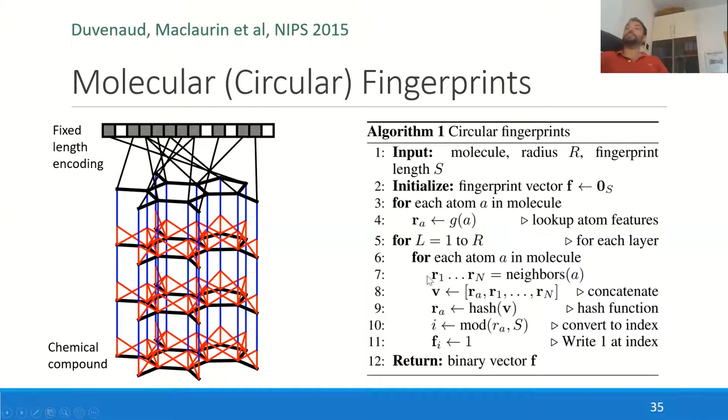Well, basically, you cycle through, in this pseudo code, you cycle through layers, okay? From layer one to layer R, and at each layer, for each atom in a molecule, so for each node in the graph, you assemble all the neighbors of node A, okay?